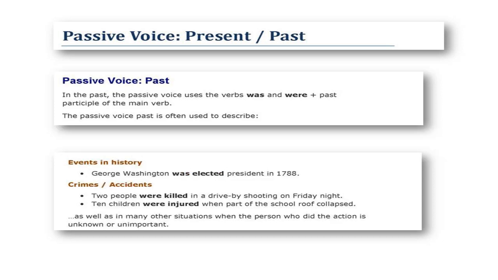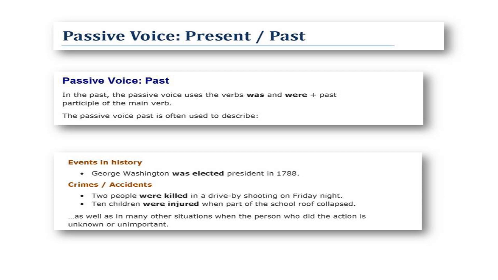Passive voice, past. In the past, the passive voice uses the verbs was and were plus the past participle of the main verb. The passive voice past is often used to describe events in history. George Washington was elected president in 1788.